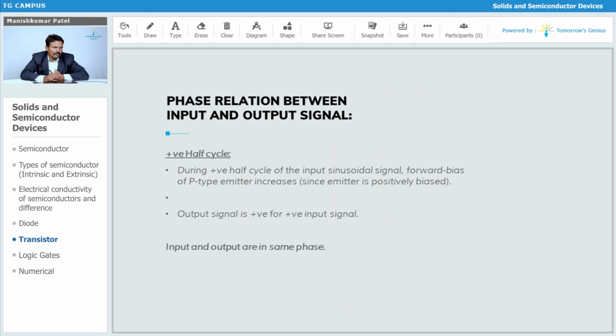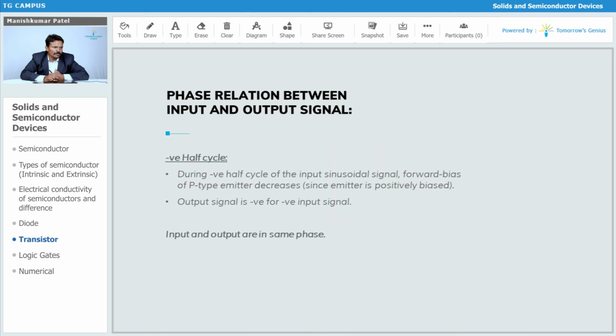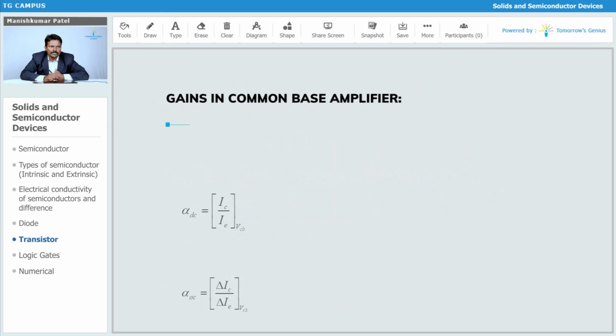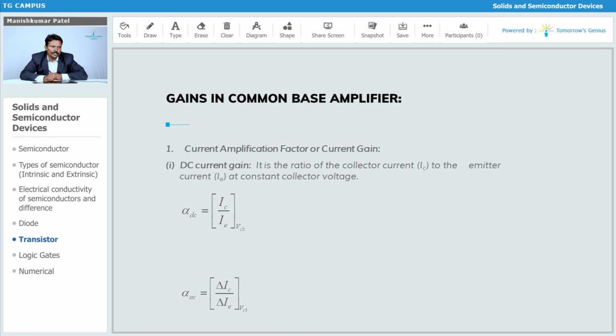Now again, similar to that, which we have just proved, what is the gain in the common base amplifier? Alpha is equal to IC upon IE, with alpha DC and alpha AC, for the DC signal as well as for the AC signal. IC upon IE is called alpha, the current amplification factor, or the current gain: by how much your output current has increased with respect to the input.